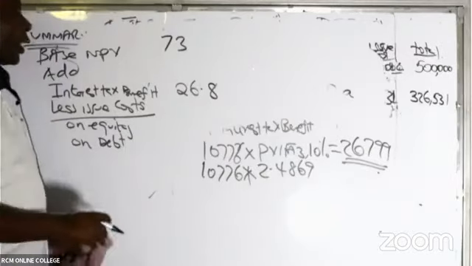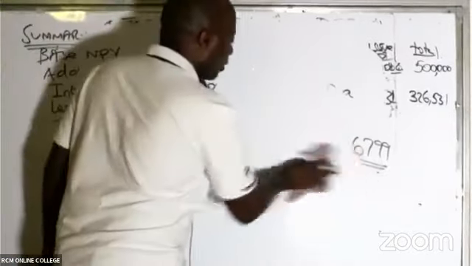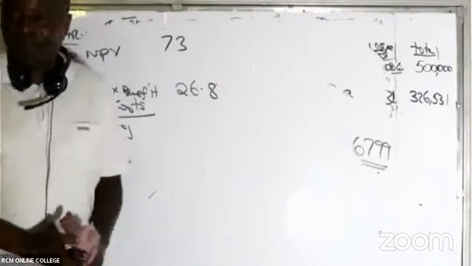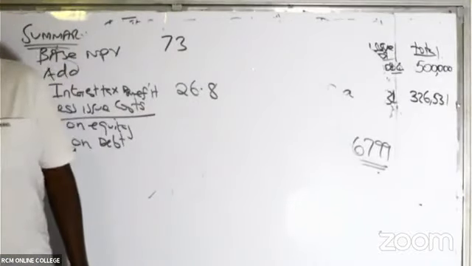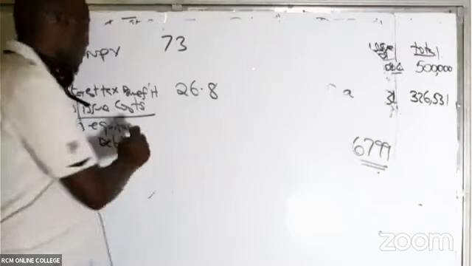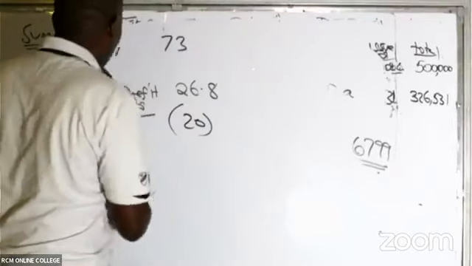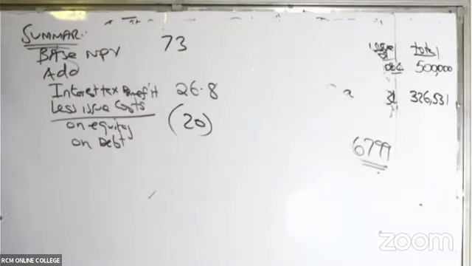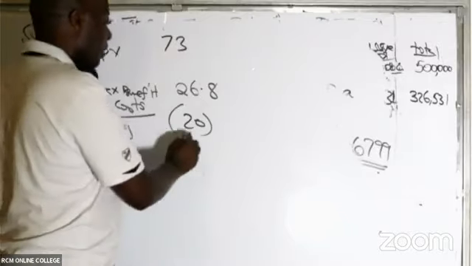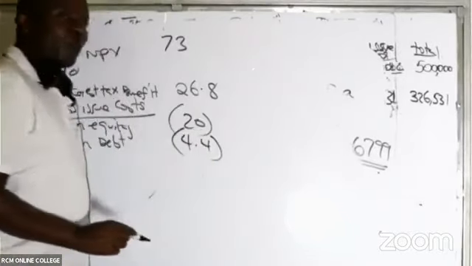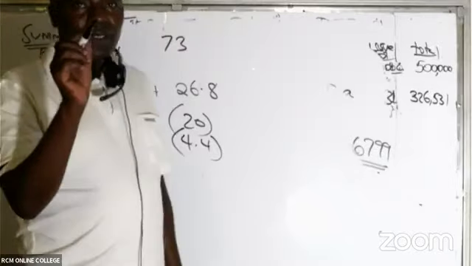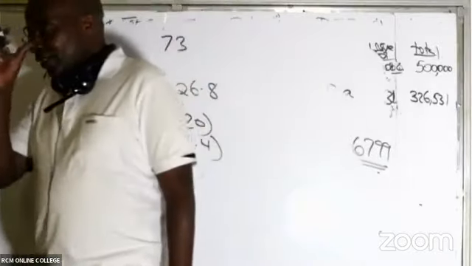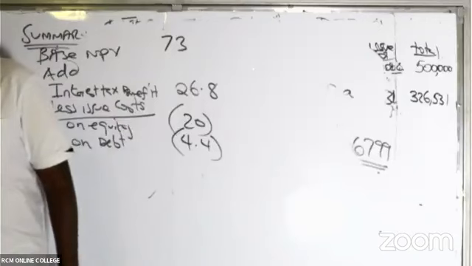So issue cost on equity, how much is it? We should have cut 3 zeros. Issue cost on equity is 20. How about issue cost on debt? Please cut 3 zeros, because we forgot to cut them. 4.4, right? Is 4.4 correct if you cut those 3 zeros?